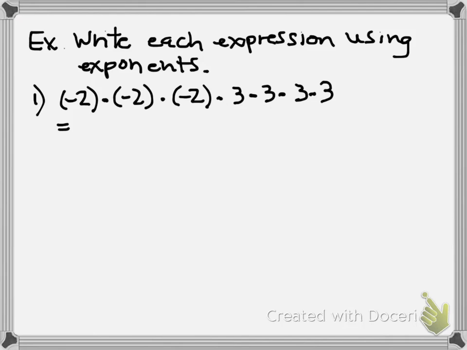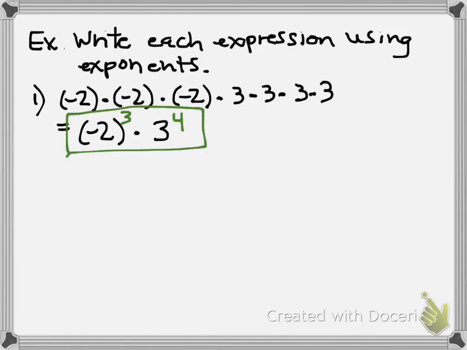-2 and 3. So I have a -2 times a 3. And the reason why I put parentheses around the -2 is because it's not just the 2 that's being raised to a power, it's the negative and the 2 that get raised to the power. So how many -2's were there? 3. So I write that as my exponent. And then how many 3's were there? 4. So my answer is -2 cubed times 3 to the 4th power. Okay?